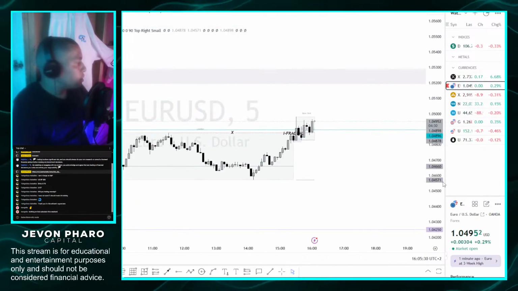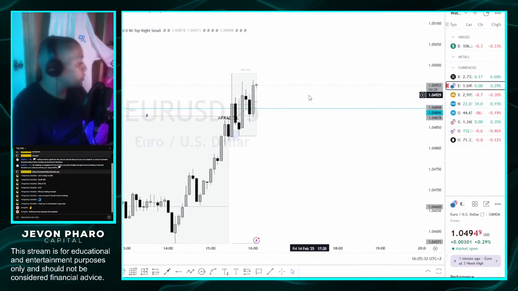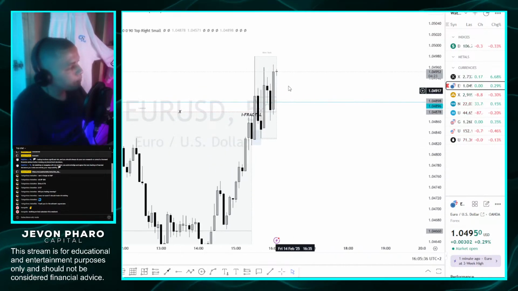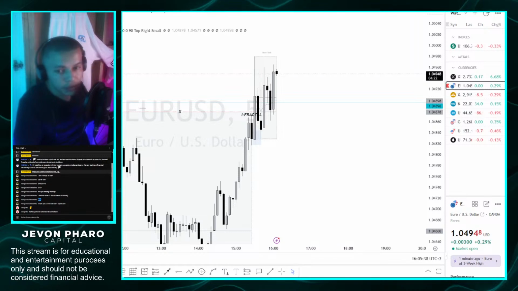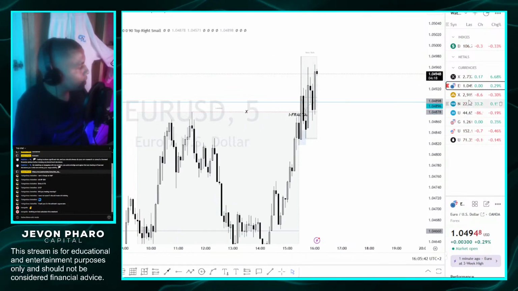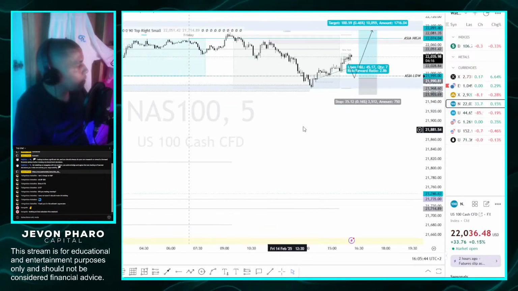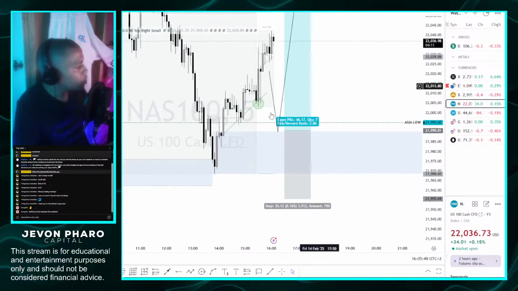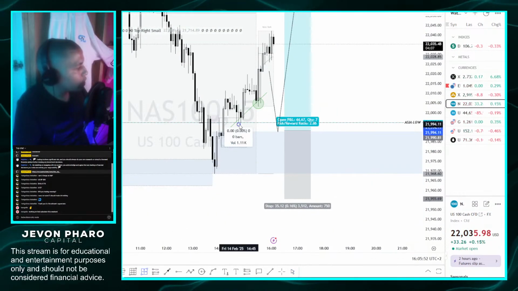Guys, like I said, I'm not gonna force a trade. It is also Friday. I don't want to get trapped over the weekend, so I'm gonna cut the stream very soon. Unfortunately, there's no trades. My trade was this Nasdaq buy, and as you can see, I was not tapped in. It came so close to my zone.